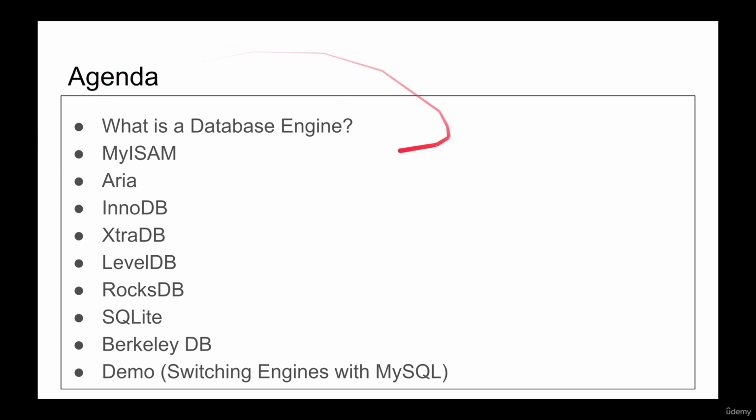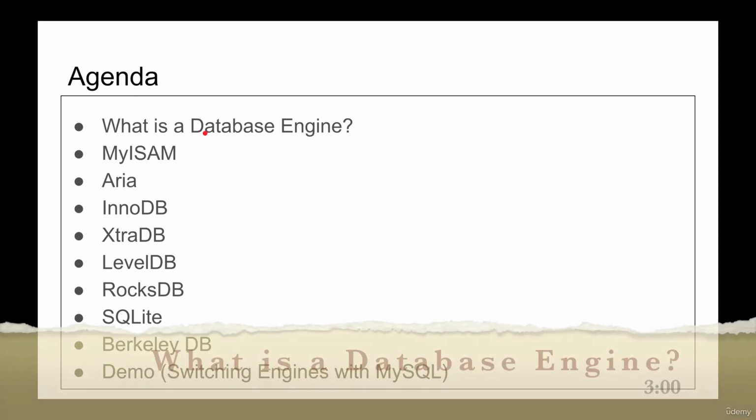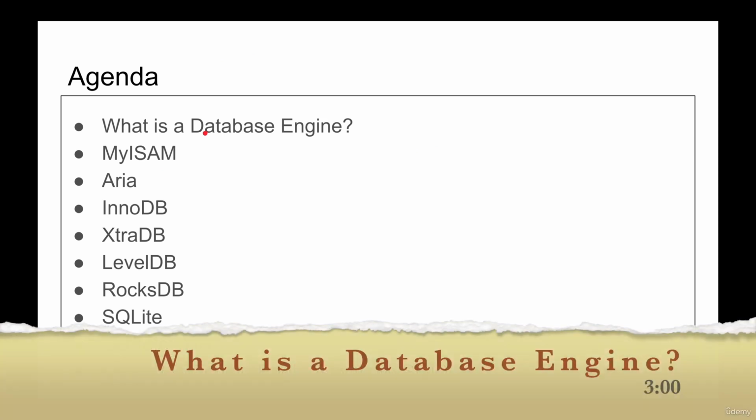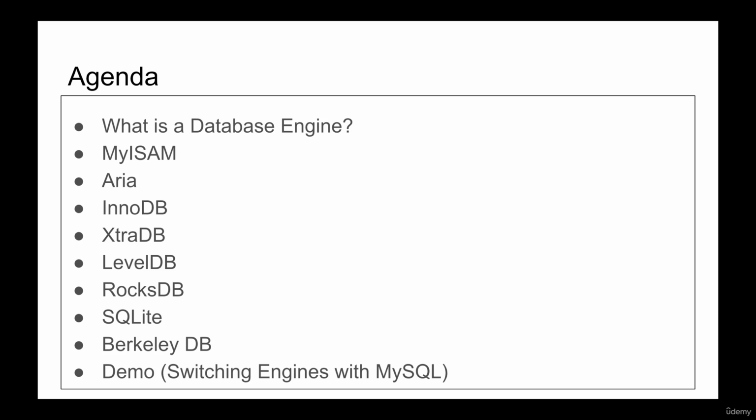So first of all, what I'm going to do is define what a database engine is. We know what a database is. What the heck is a database engine? Why do we keep inventing stuff, right? So we're going to talk about that, and why do we split a database from its engine? Very critical thing.